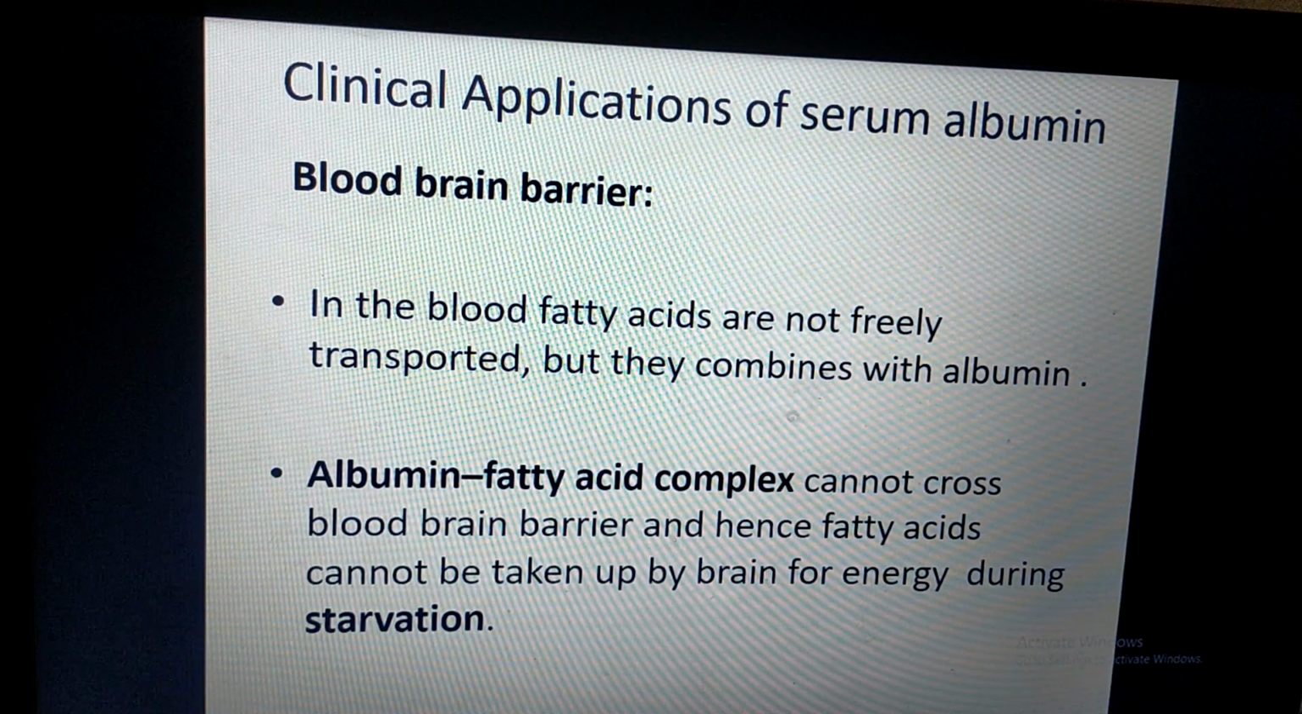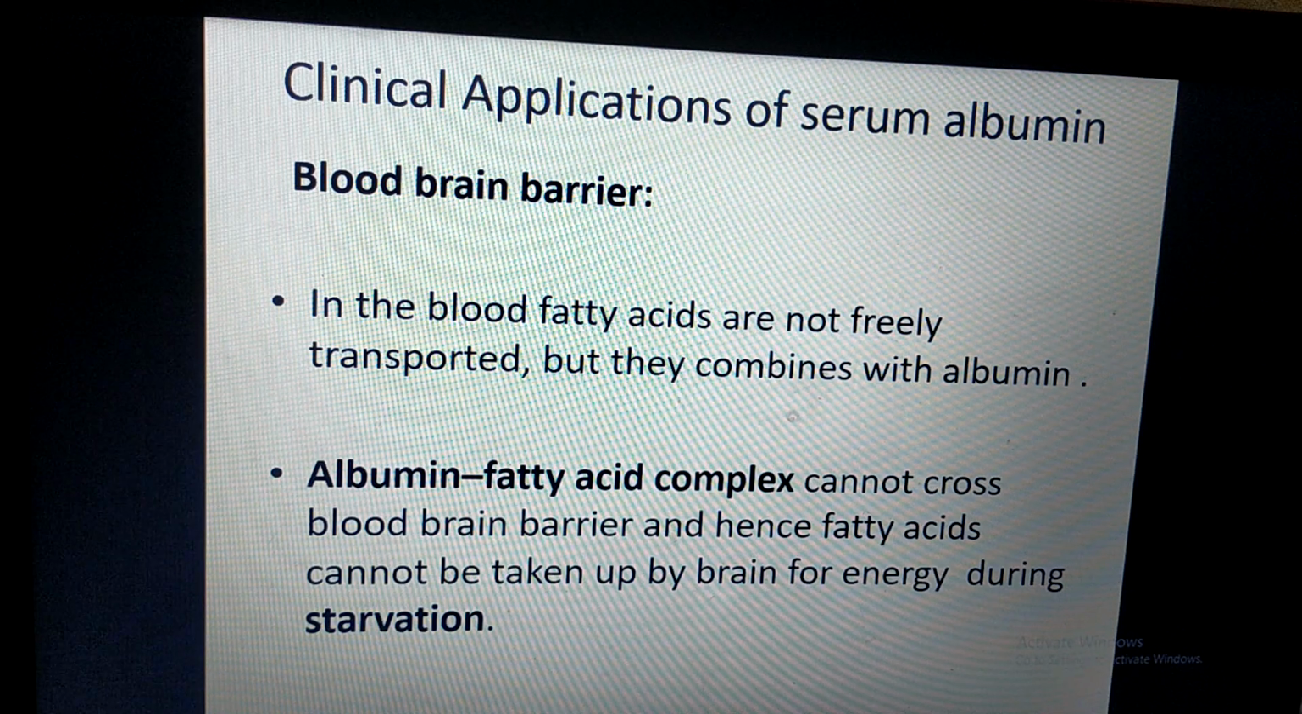First is the blood-brain barrier. In the blood, as I have just told you, fatty acids bind with albumin and get transported. Now in our body, the blood-brain barrier exists, which separates our blood from the brain. The albumin fatty acid complex cannot cross the blood-brain barrier, and hence fatty acids are not taken up by the brain as a source of energy during starvation.